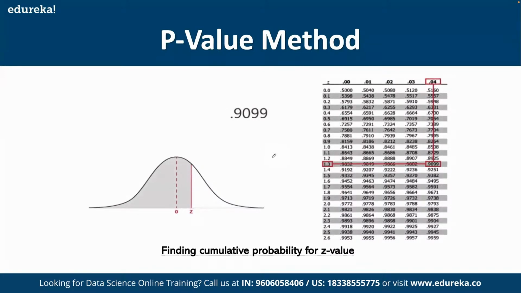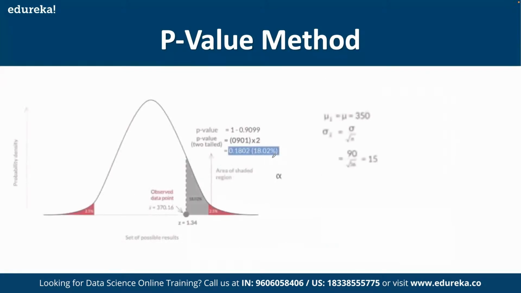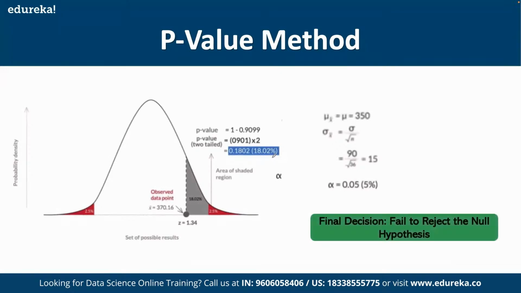With the value of Z, we can get the p-value, and with the p-value, we will check whether it is less than 0.05 or greater than 0.05. Based on this, we will either accept the null hypothesis or reject the null hypothesis. So that's the overall idea of the approach of the p-value method.